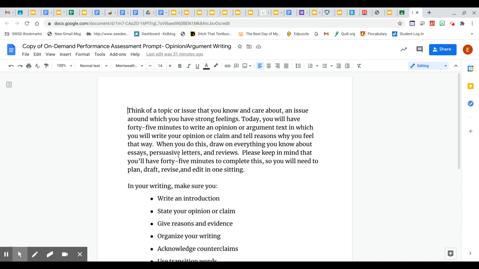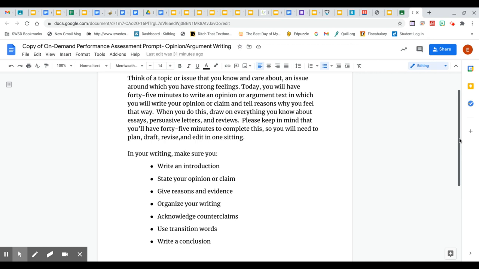And in your writing, try to have an introduction, state your opinion or claim, give your reasons and evidence, organize your writing, acknowledge counterclaims, use transition words, and write a conclusion. Guys, again, I'm going to say at the end of this unit, since we haven't started it yet, at the end of the unit, we should be able to do all these things. Do I expect you to be able to do these things now? No, I don't. We haven't taught it yet. So just do your best.